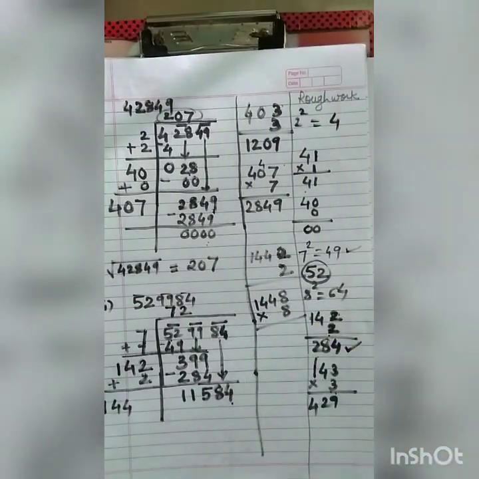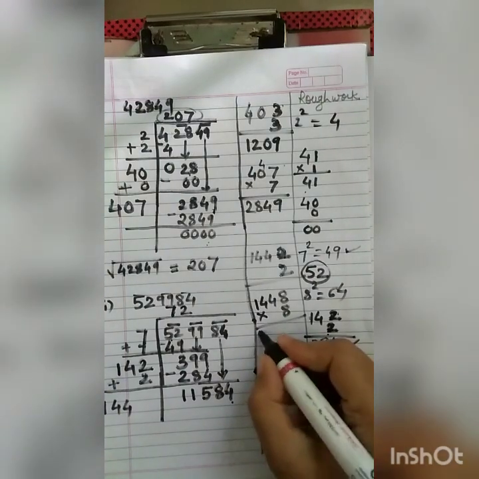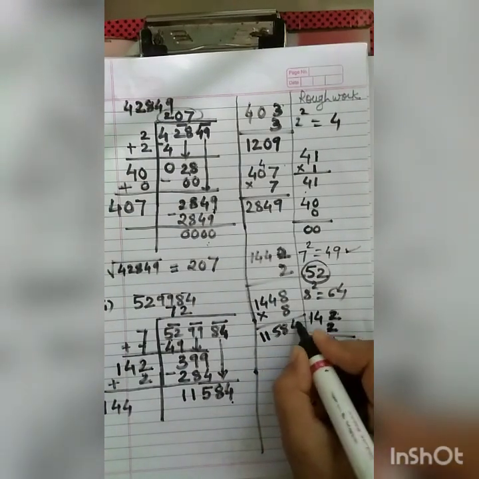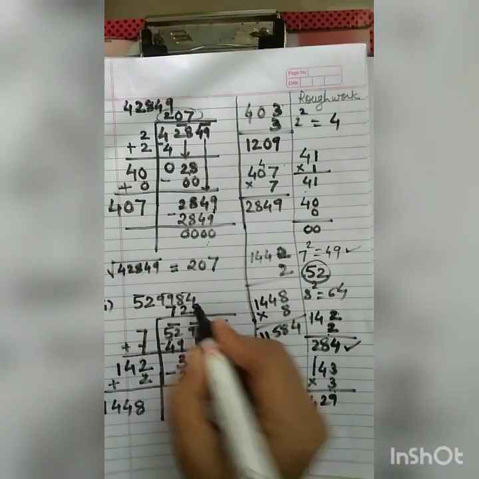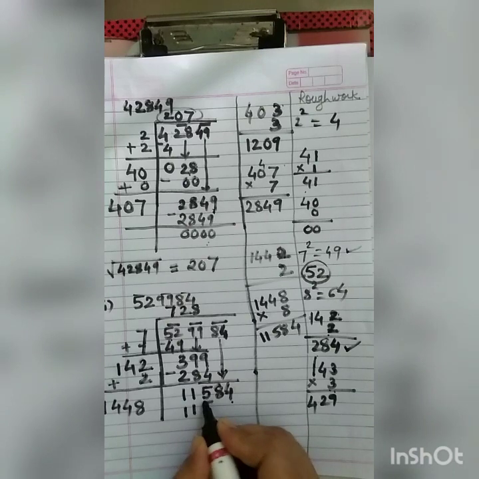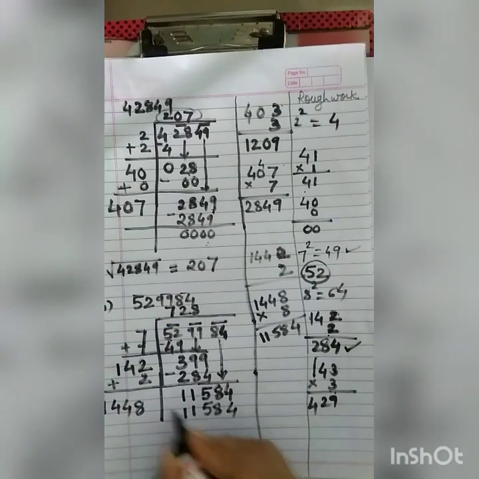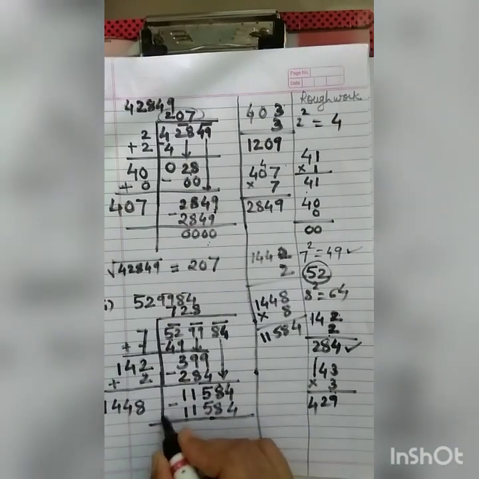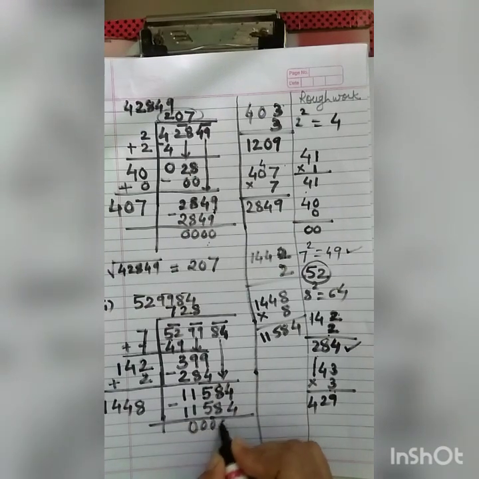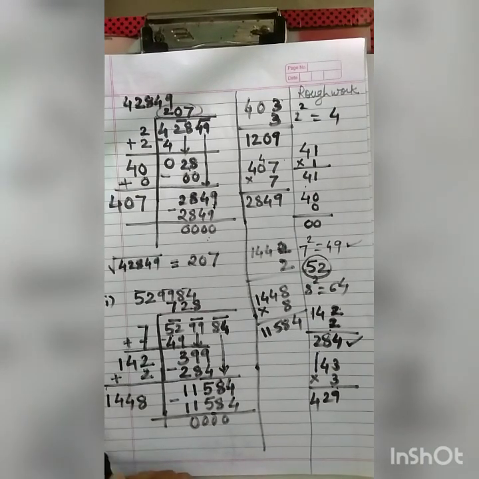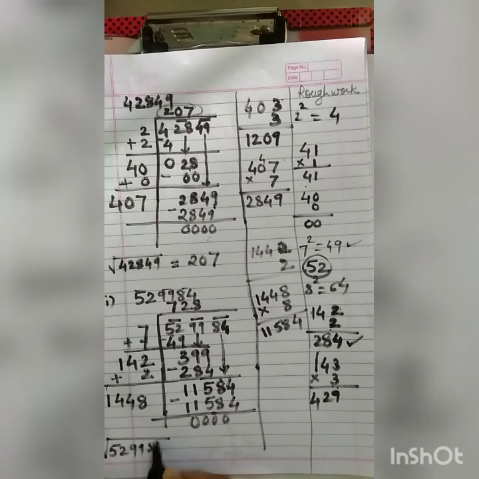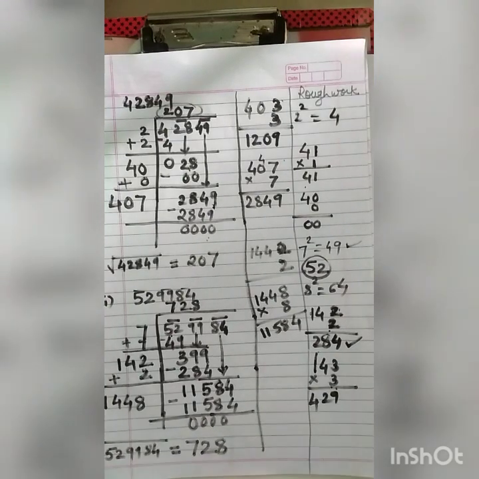When I multiply by 8, I am getting 11584. So what will I take here? 8. Here also 8, and the number is 11584, and I will get the remainder as 0. So what is the square root of this number? The square root of 529984 is equal to 728.